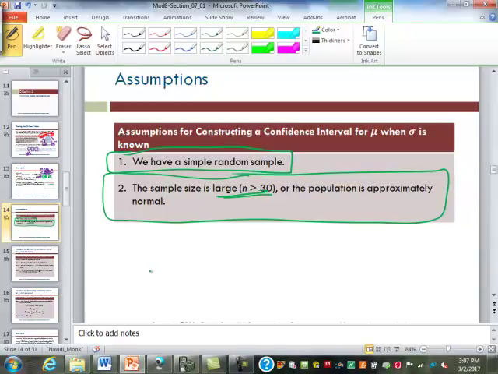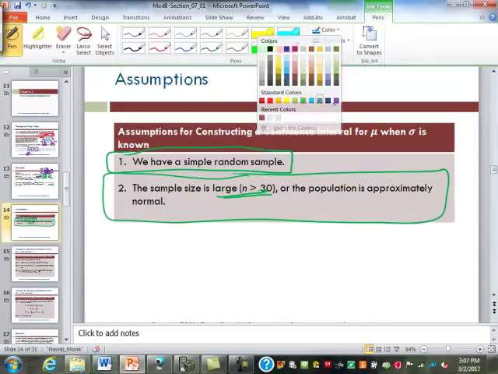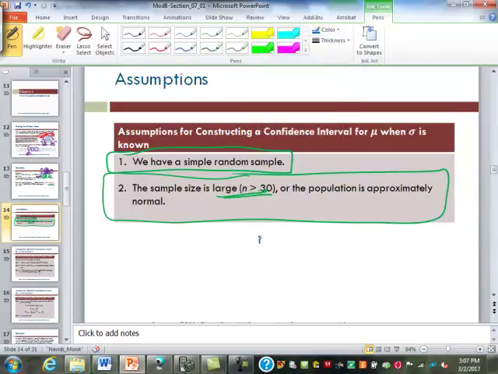If the sample size is less than 30, so what if n is less than 30? Well, that's where, or the population is approximately normal. If the population is approximately normally distributed, we can get away with using a sample size of less than 30.